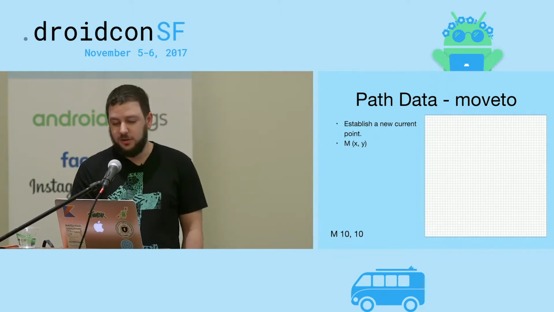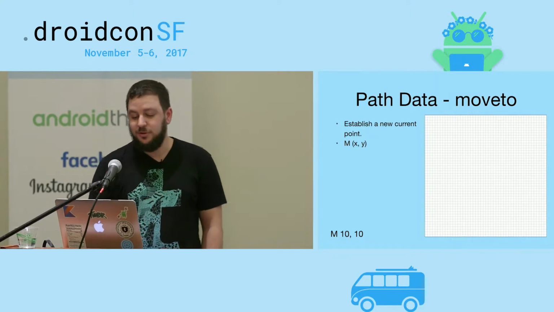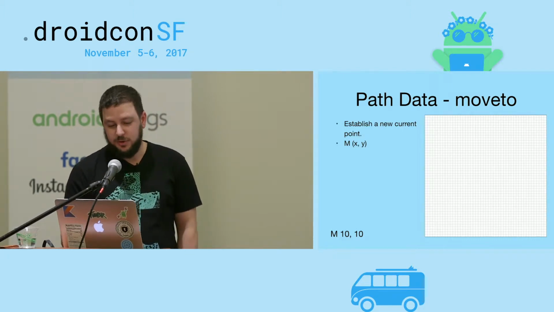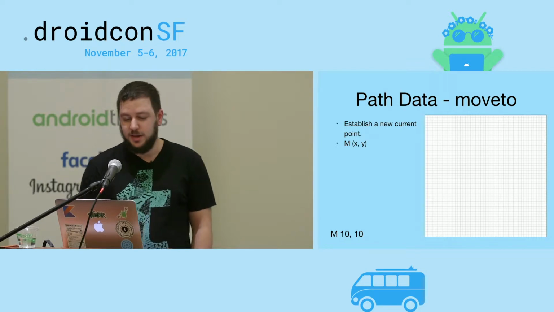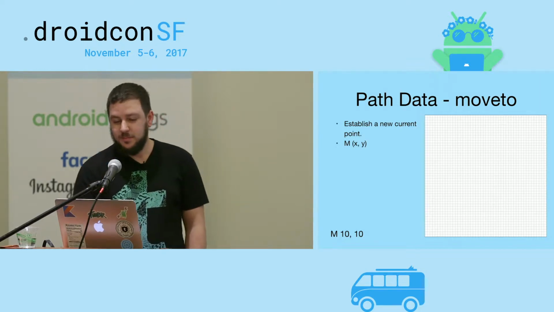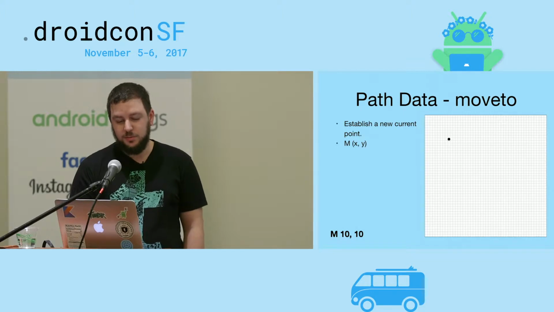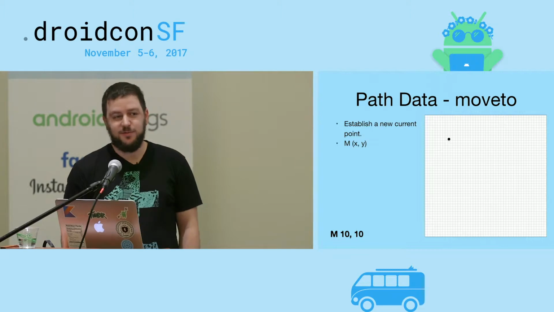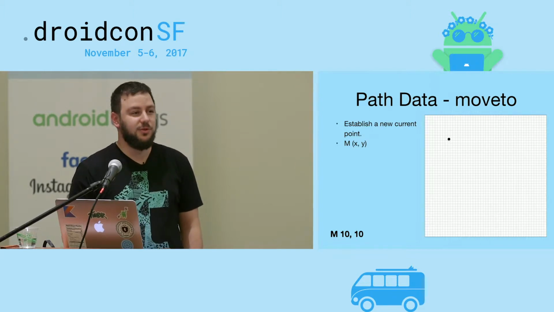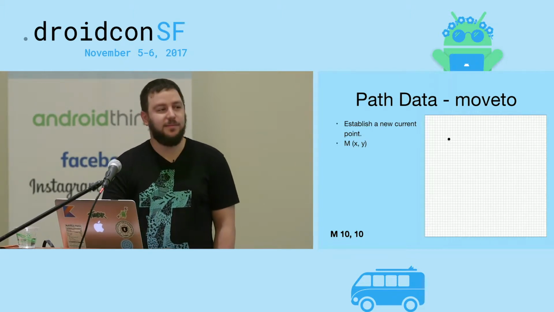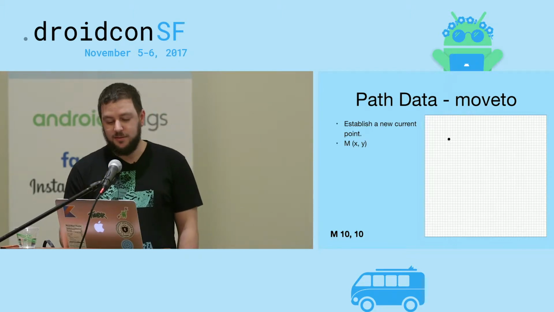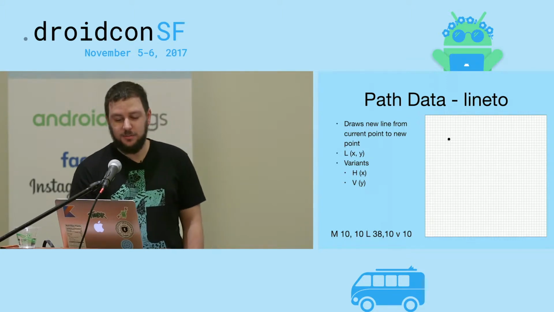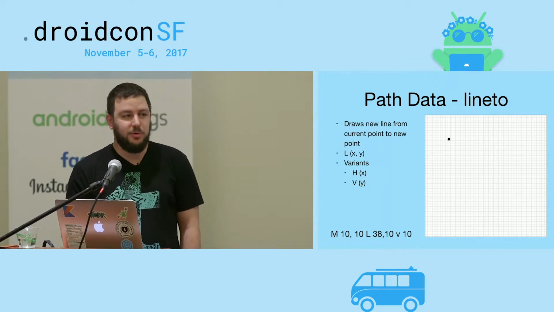And a nice analogy to keep in mind as you read path data is to imagine drawing on a piece of paper with the current point being the location of your pen. So the first command, the moveto command, establishes the new current point. The effect is as if you lifted the pen off the paper and moved it to a new location. And every path segment has to start with the moveto command. The lineto command simply draws a straight line to point x, y.